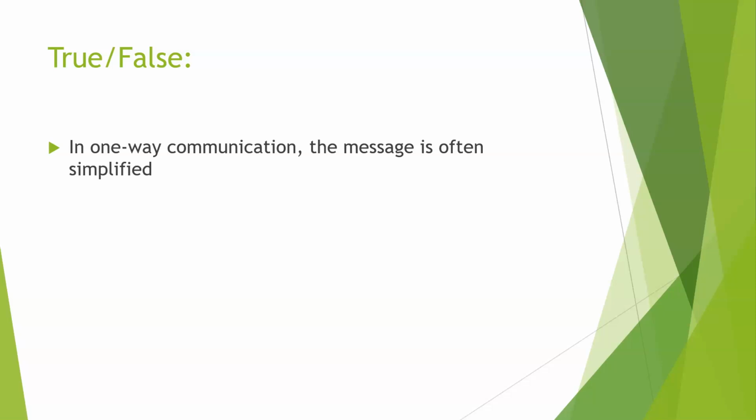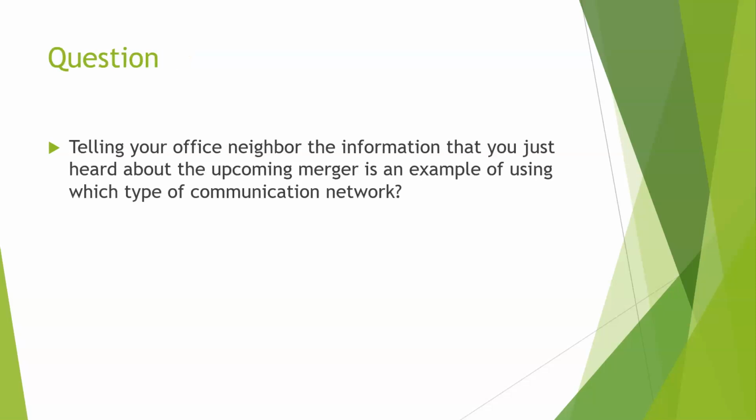We simplify the message by taking out the pieces of information that we think are important and only passing those along. Telling your office neighbor the information that you just heard about the upcoming merger is an example of using what type of communication network? The correct answer is circle. In the circle network, we tend to tell just the people who are close to us by distance. So therefore, your office neighbor is someone who's close to you. So that is that example of a communication network.